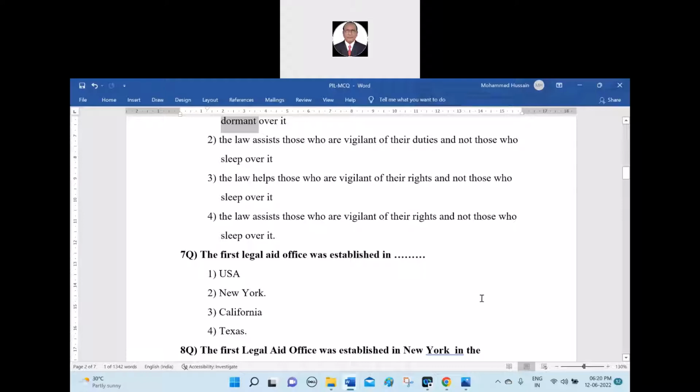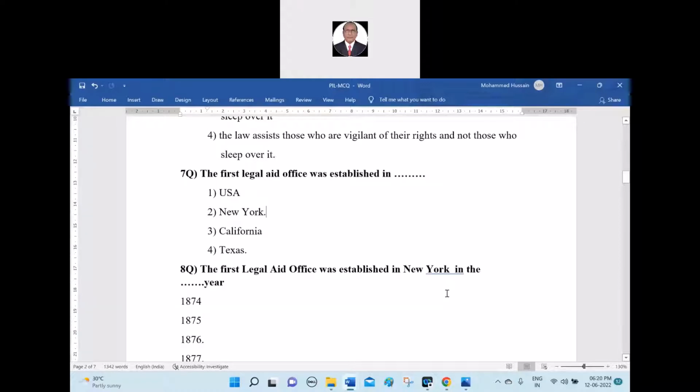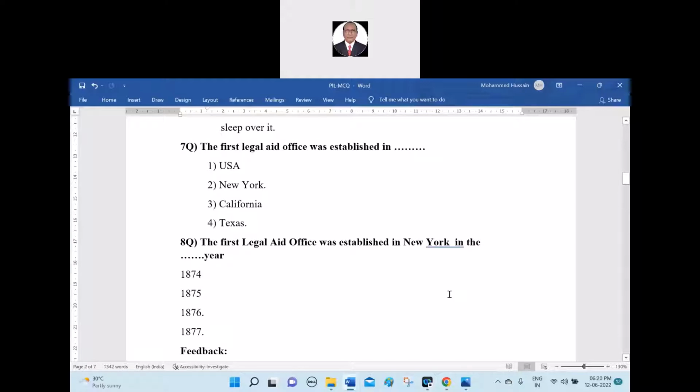The first legal aid office was established in number 1, USA, number 2, New York, number 3, California, number 4, Texas. New York, sir. It is in New York. Before I finish for Texas, you are in a position to say. Are you following me? Say yes. Okay, eighth question. The first legal aid office was established in New York in the year, dash year.